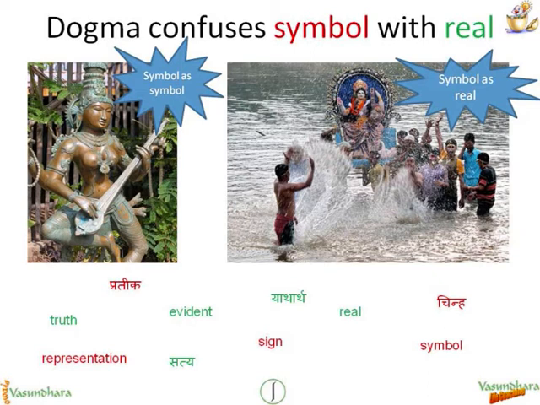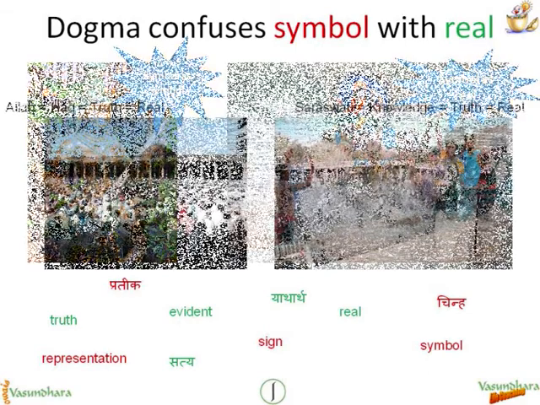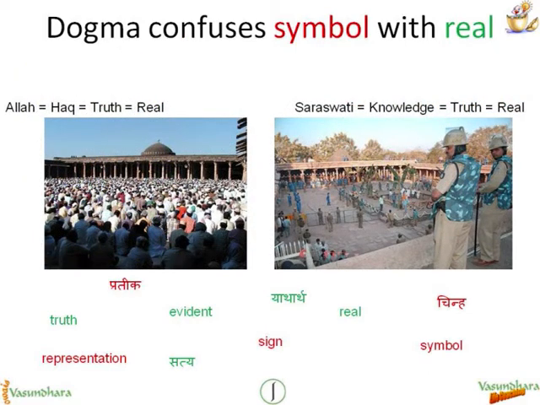Or else we should just pray to Anna Devata and not earn a living, and we should just pray to Kameshwari and not make love to get children. Or otherwise, another clash of dogmas. Another result of dogma confusing symbol with real.